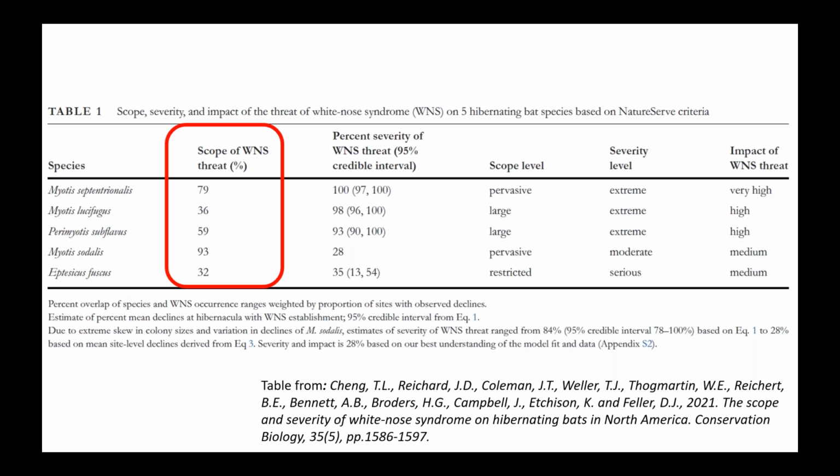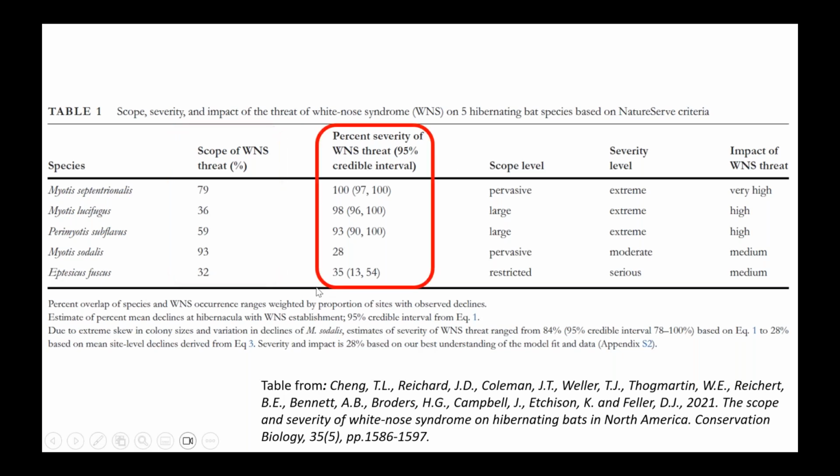That is, what percent of the species' geographic range do we know is also occupied by this disease-causing fungus, Pseudogymnoascus destructans. And for this first species here, Myotis septentrionalis, the northern long-eared bat, at the time of this publication, 79% of the range of this bat species was also occupied by the fungus, 36% for the little brown bat, 59% for the tricolored bat, a whopping 93% of the range of the Indiana bat, and 32%, just under a third of the range of the big brown bats.